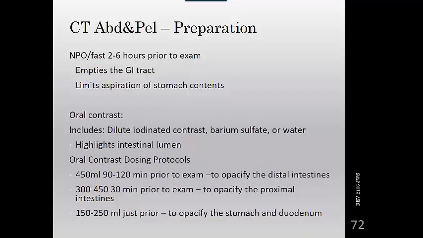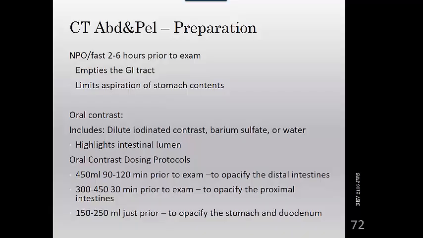So if somebody gets nauseated while you're giving them contrast, if they've been fasting, they have nothing to aspirate if they vomit while they're laying down. Some patients are unconscious, and that can be an issue. So you have to kind of watch that.